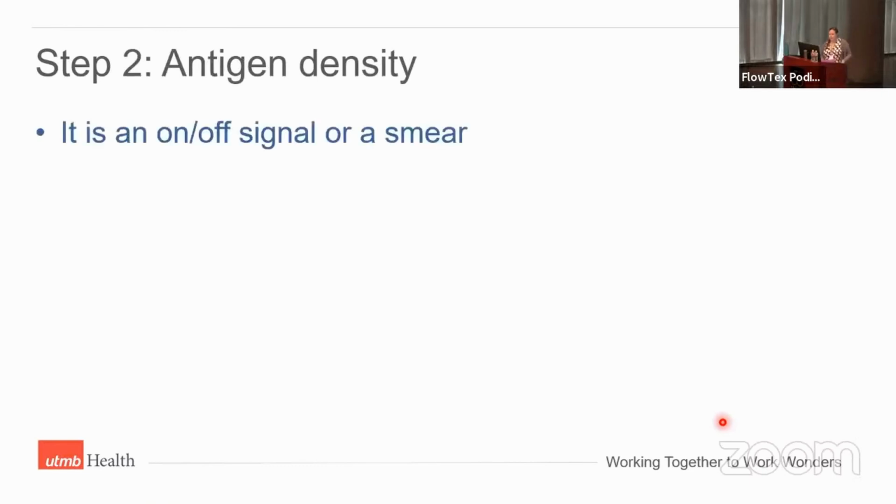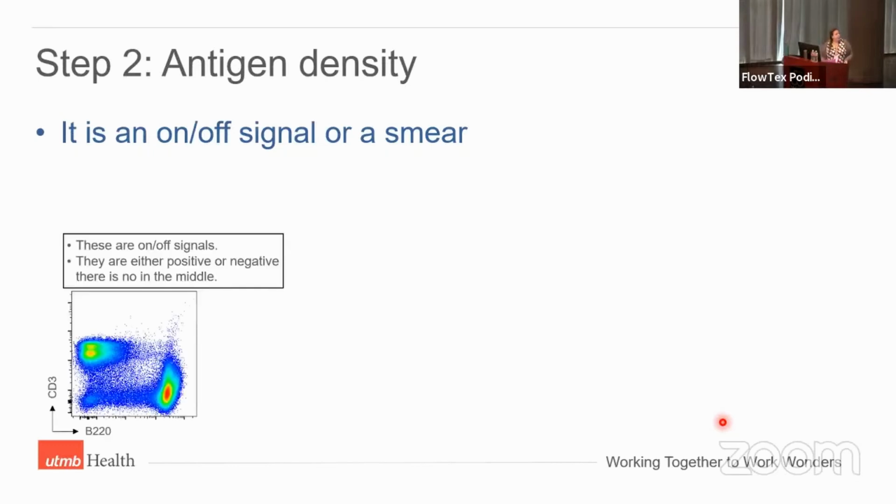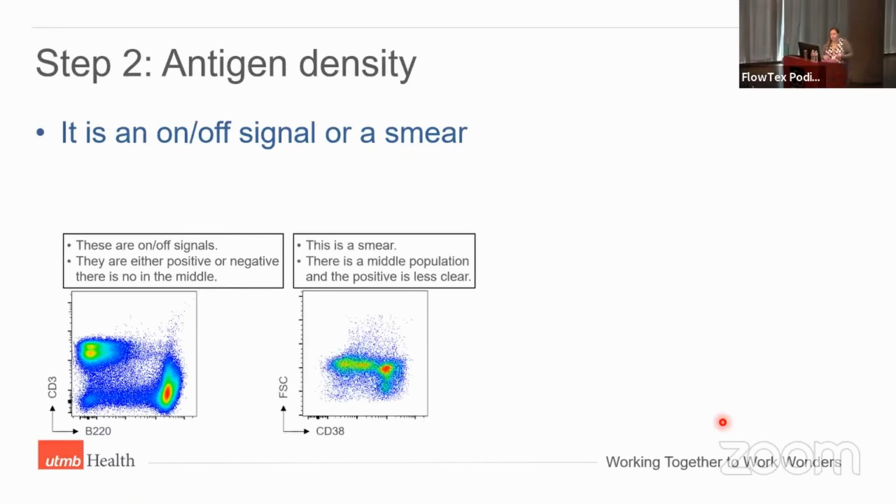And again, we talked about this a lot yesterday and the day before, whether it's an on-off signal or a smear. So here are some examples of an on-off. So B220, CD3, where you clearly have a positive versus a negative. I consider those on-offs. And then a smear population where, in this case right here, it's not super clear what's positive and what's negative, though you really do have a positive and negative. So I have them start indicating that information for me if they know.